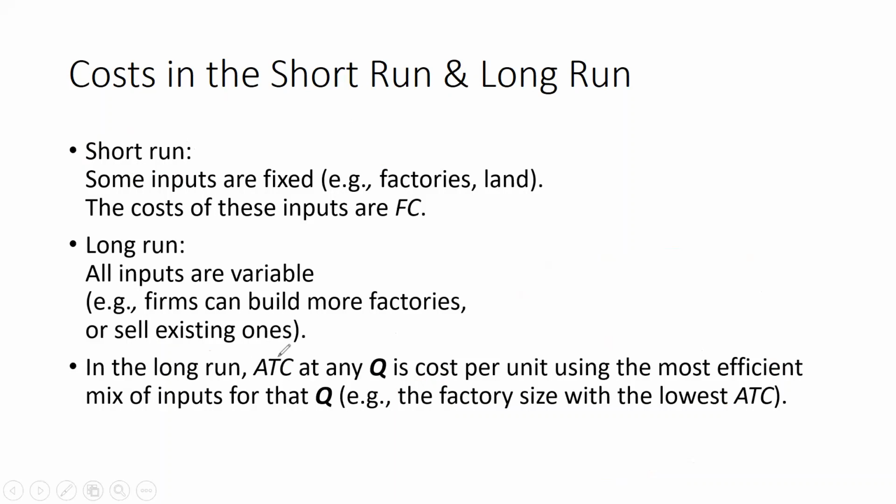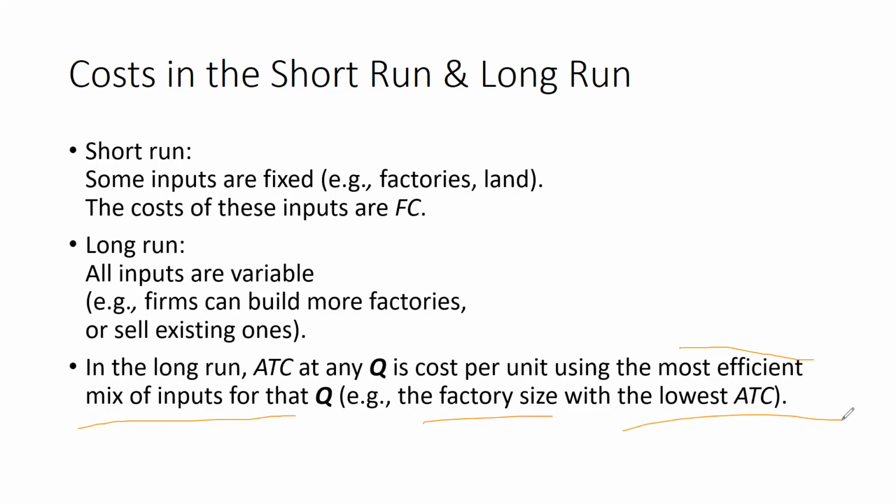Because in the long run you are flexible, you are able to change the classroom size to accommodate fewer children. If you are an airliner like Delta or KLM and you have only 5 passengers, you go with the smaller plane rather than the bigger one, so they don't consume more fuel. So in the long run, per unit cost, average total cost, uses the most efficient mix of inputs for that quantity. So the factory size with the lowest average total cost.